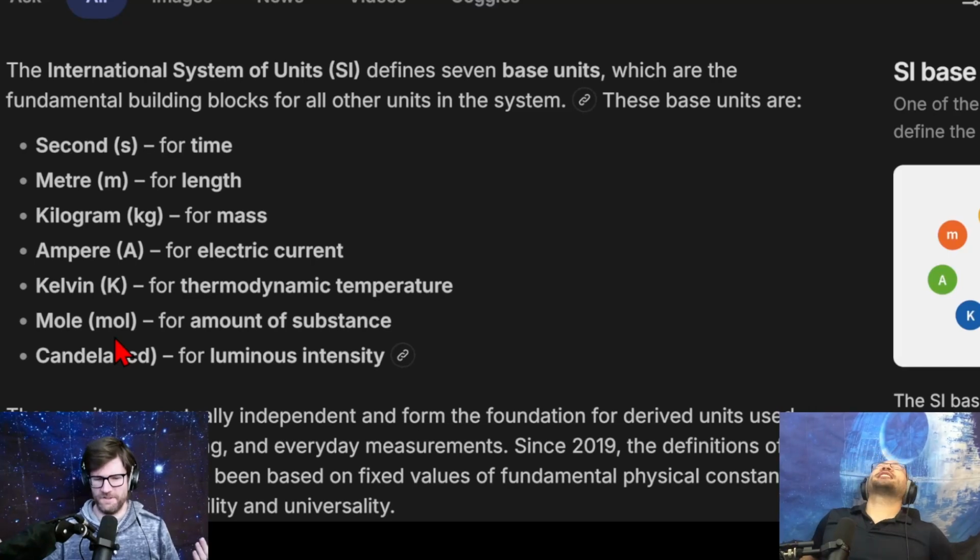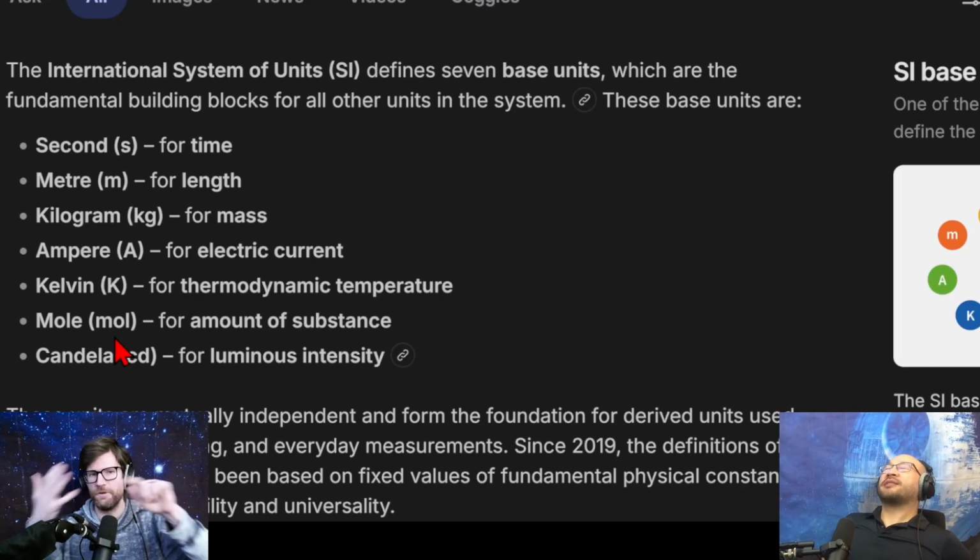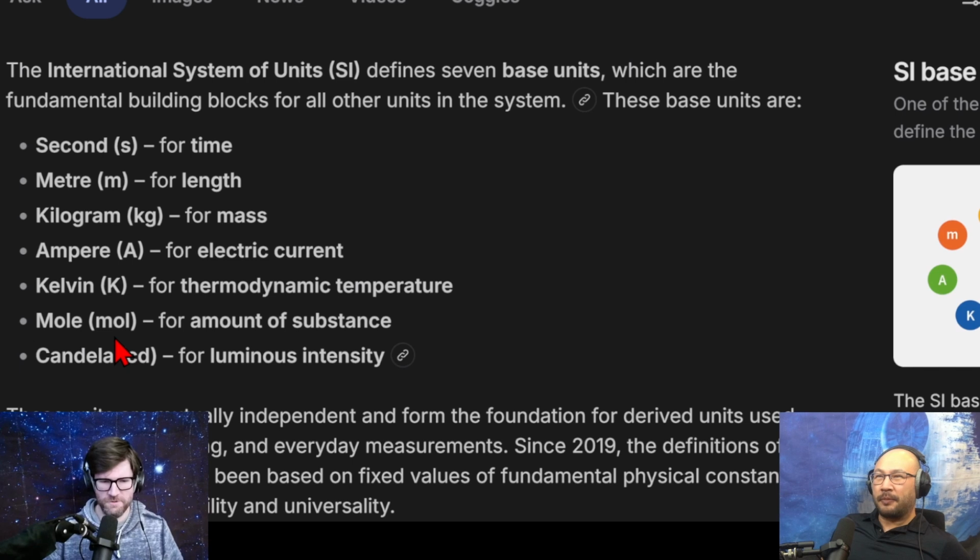I see what you're saying. It could be a number of photons, or a quantity of energy. What do we need a new unit for?